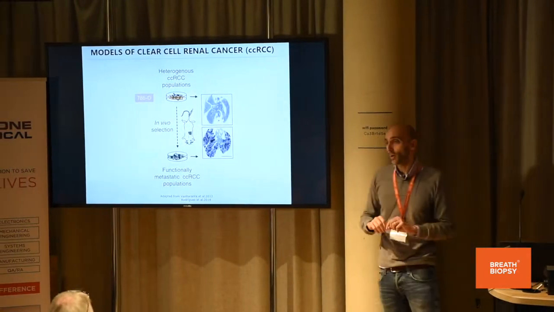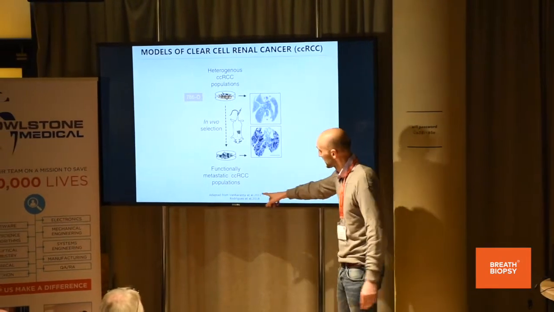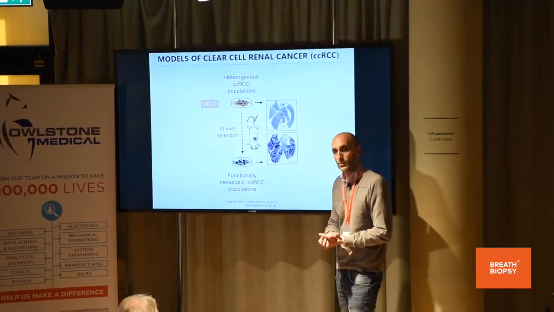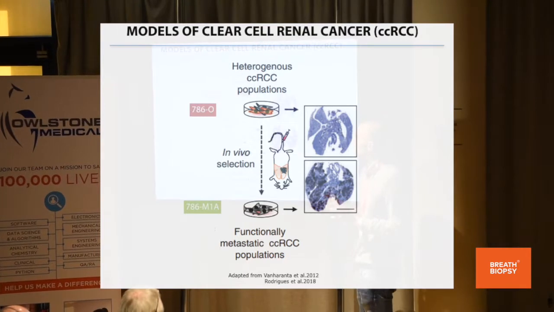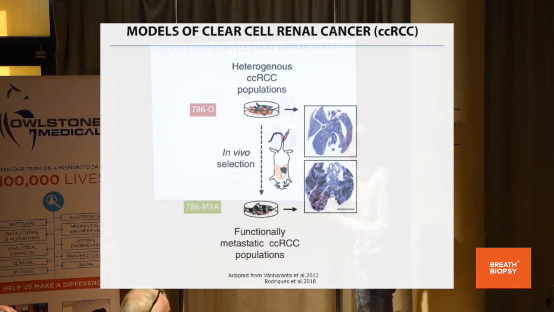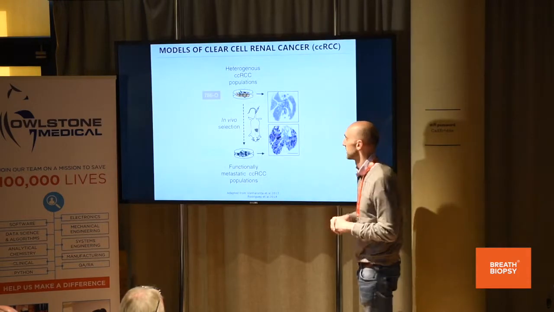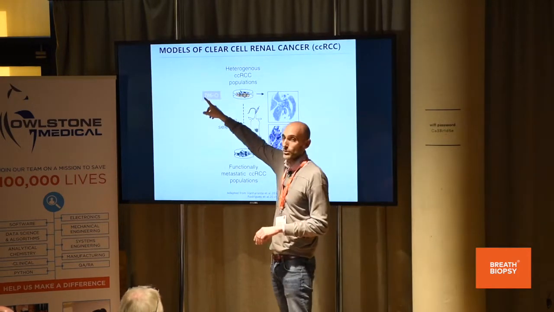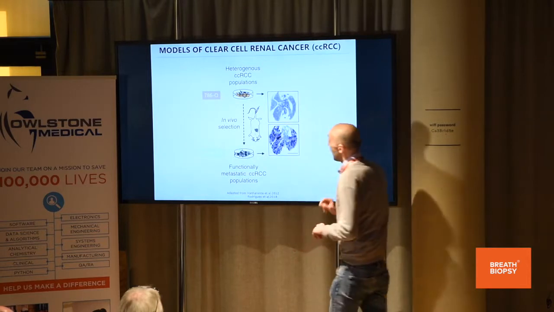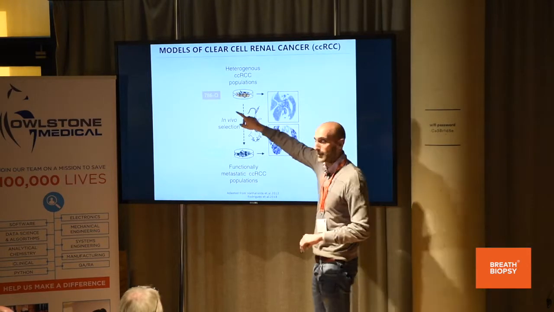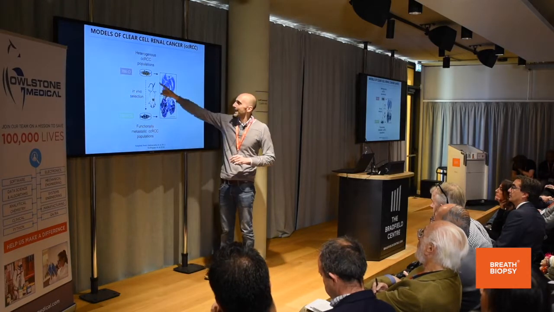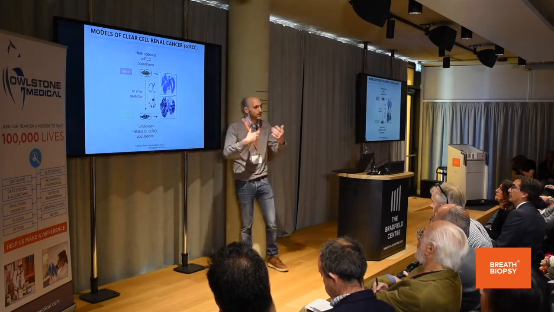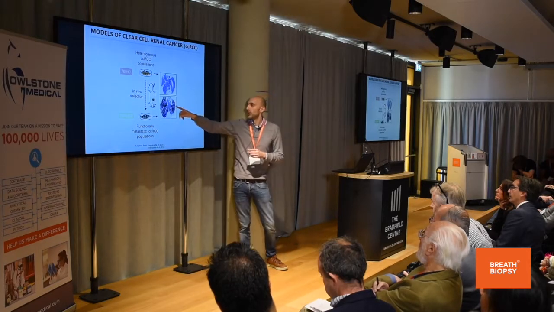Okay, so this model was generated by Zachary Van der Ranta when he was a postdoc in the laboratory of Joan Massaguet. What he did was very clever. He generated some metastatic cell line from clear cell carcinoma cell line. This is a cell line that is quite established. This is code 7860. What he did was to inject the cell line in the tail vein of the animals, or the mice in this case, and to harvest the metastases that emerge in the lungs.